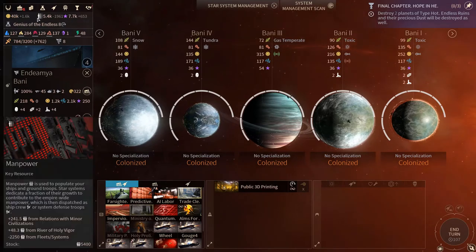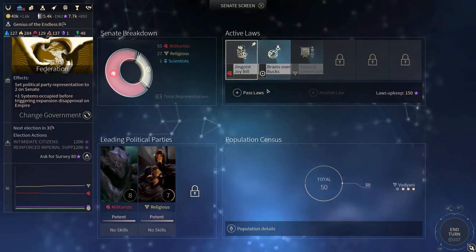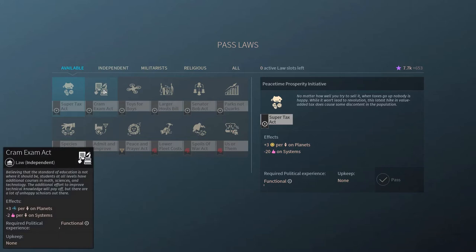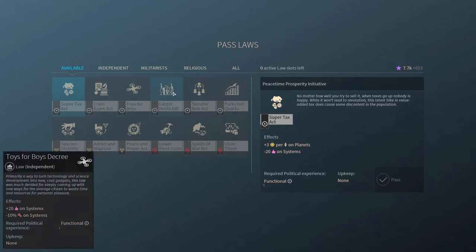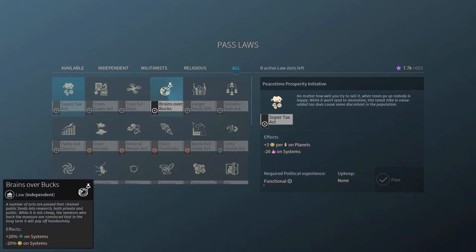Another way of boosting your entire science production is through laws. There are a few laws that boost your science production at the expense of something else. For example, the Cram-Exam Act will give you more science per population at the expense of happiness per population. There is also the Brains in a Box, which gives you more science at the expense of dust. Always keep that in mind, but if you actually want to achieve a science victory, it might be interesting to have a little bit less dust production for more science.